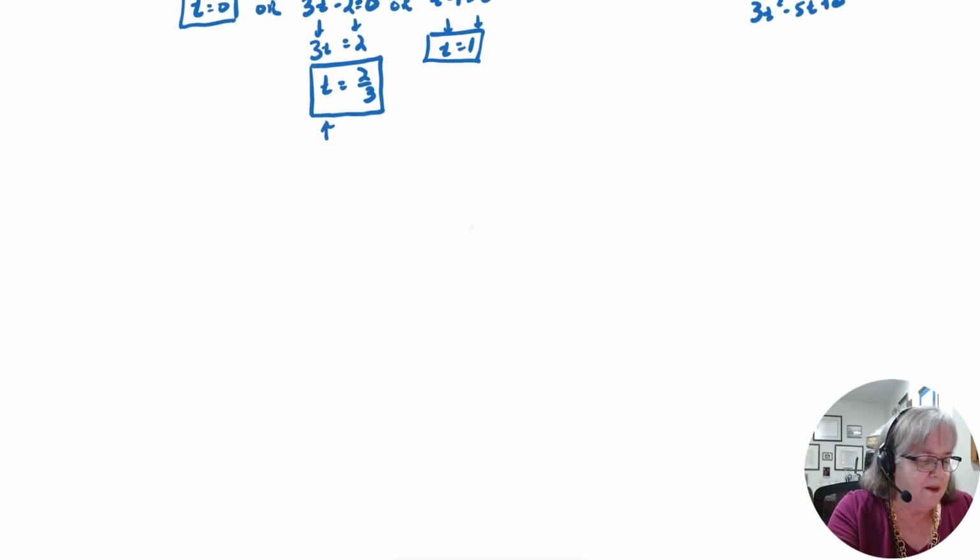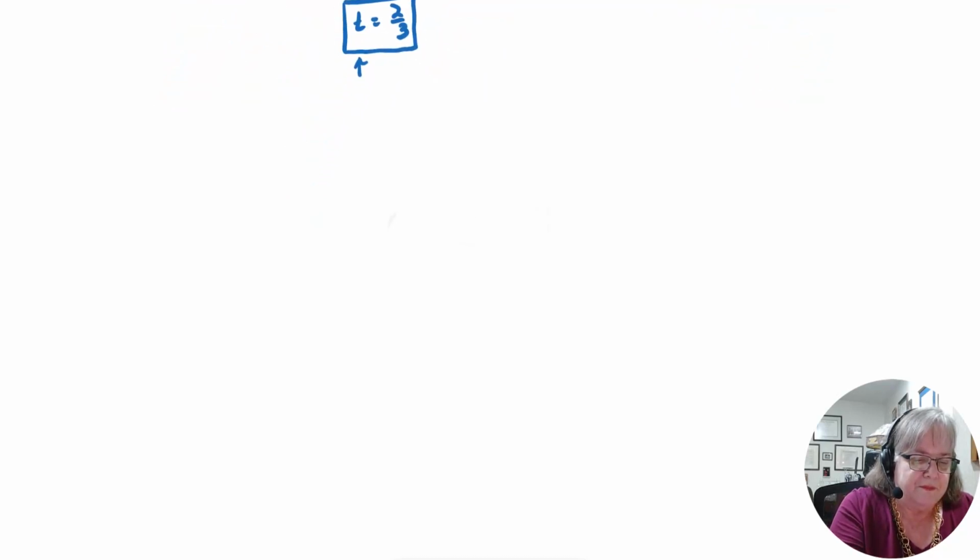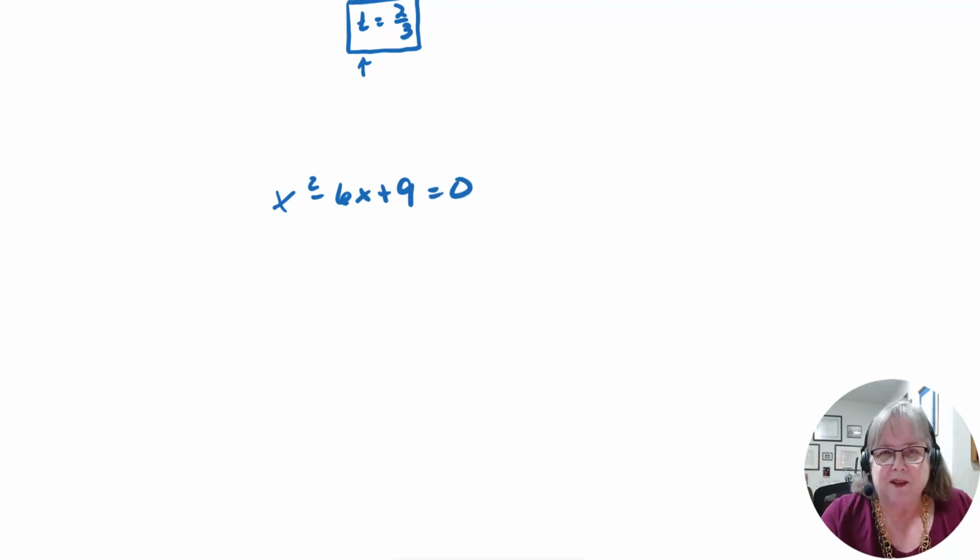Let's do another. What if you have x squared minus 6x plus 9? Now, this one actually fits 2 types, all right? But I'd say when I'm grading, most students see this as a lead coefficient of 1 and a trinomial. So what multiplies to 9 and adds to 6?